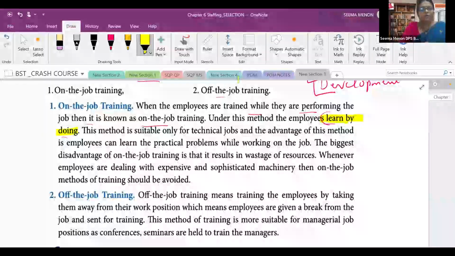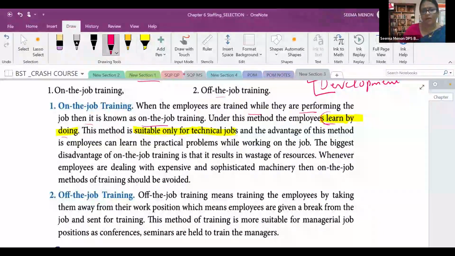On the job training means how they will learn. They will do the work, and along with that they learn. So learn by doing. This method is suitable only for technical jobs. This is another MCQ question: on the job training is suitable for what type? On the job training is suitable for technical jobs mostly.